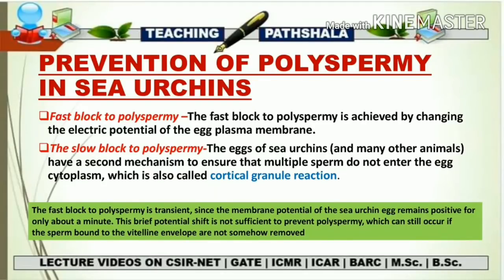The fast block to polyspermy is transient, since the membrane potential of the sea urchin egg remains positive for only about a minute. The brief potential shift is not sufficient to prevent polyspermy, which can still occur if the sperm bound to the vitelline envelope are not somehow removed.